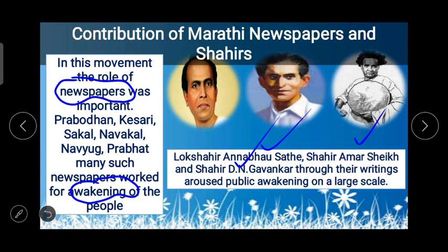Now, with the help of the internet, you can search these people and their writings or the songs written by the Lok Shahir Anna Bhau Sathe or by Shahir Amar Sheikh or Shahir D.N. Gavankar, which played a very important role in the Samyukta Maharashtra movement. And also you can search the newspapers like Prabodhan, Kesari, Sakal, Navakal, Navyug, Prabhat, Maratha, or also you can find caricatures of Balasaheb Thackeray on the internet in reference with the Samyukta Maharashtra movement.